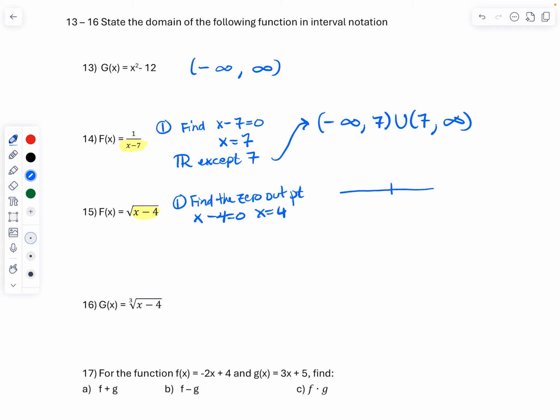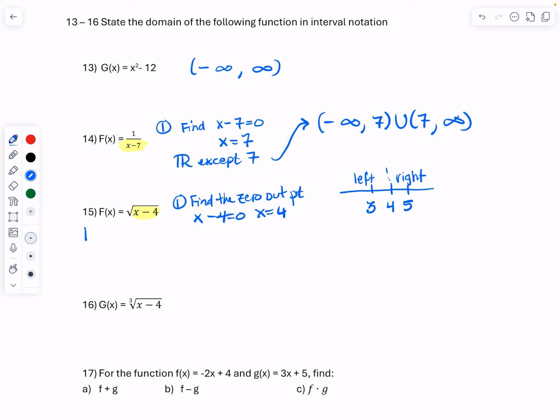Now, what I'm going to do is I'm going to look at on the left and on the right of 4. So, for instance, 3 is to the left of 4 and 5 is to the right of 4. So I'm going to put a little note, left, right. And I'm going to check by plugging in to see what happens.